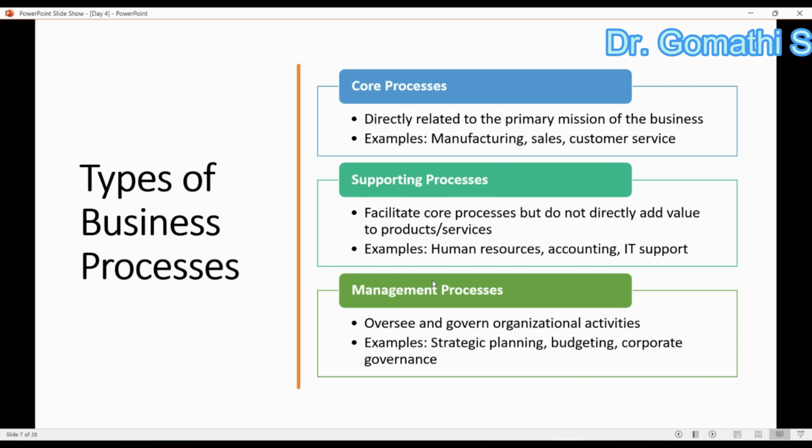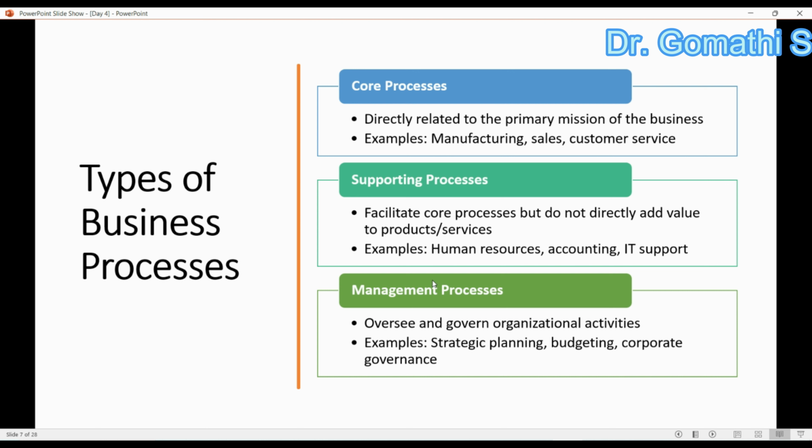The next type is the supporting process. Supporting processes, while essential, do not directly contribute to the product or service's value, but facilitate the smooth functioning of core processes. Examples are activities like human resource management, accounting, and IT support. They provide the necessary infrastructure and support, ensuring that core processes operate effectively and efficiently.